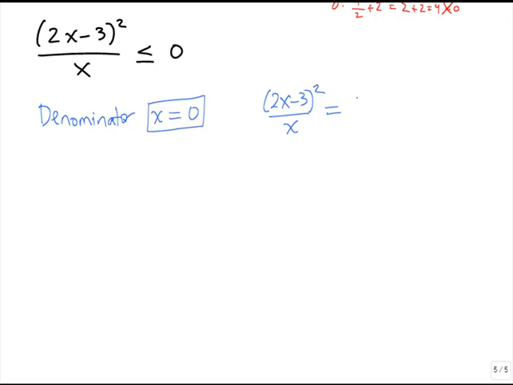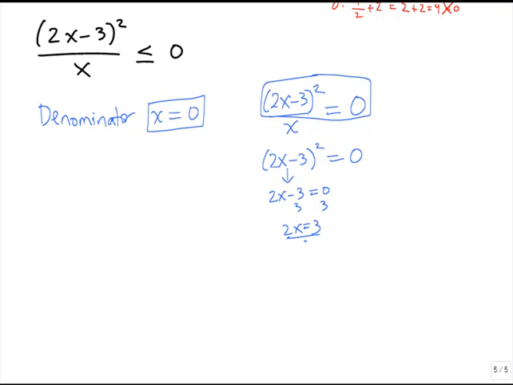and I want to know where it's true, where it's equal to 0, think about where a fraction equals to 0. A fraction only equals 0 when its numerator equals to 0. So then the question becomes, well, where does 2x minus 3 quantity squared equal to 0? And that's only going to equal 0 when this inside expression becomes 0. And 2x minus 3 equals to 0 if I solve for x at 3/2. So the second number that I want to put on my number line is going to be x equals to 3/2.